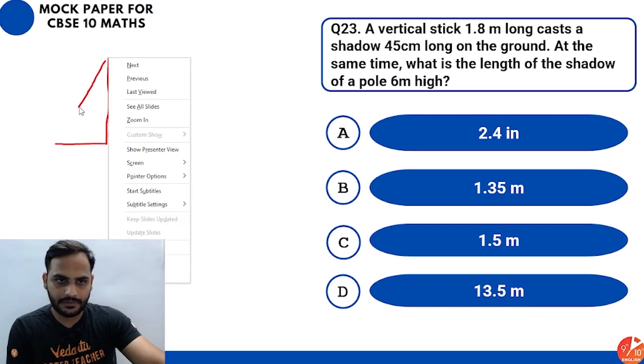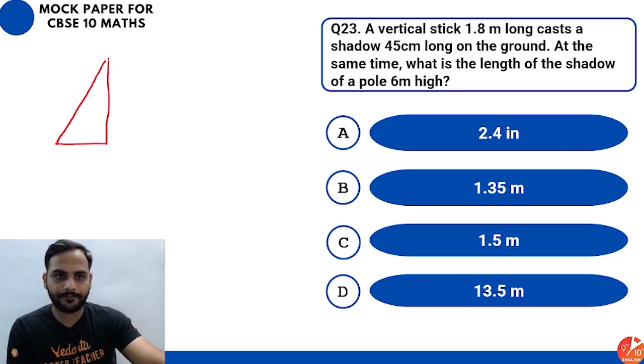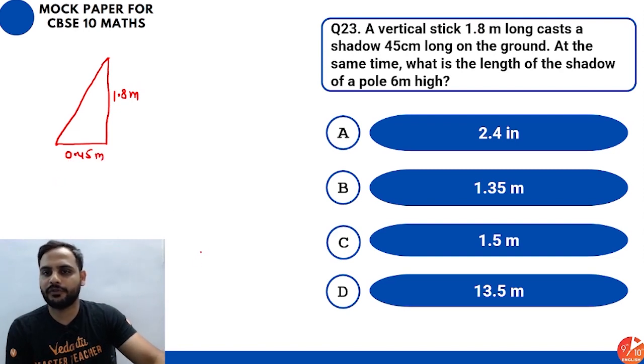All right, like this. Okay, so guys, I can say 1.8 meter over here, and centimeter, if I have to convert it into meter, it will be 0.45 meters, divided by 100, 0.45 meter.